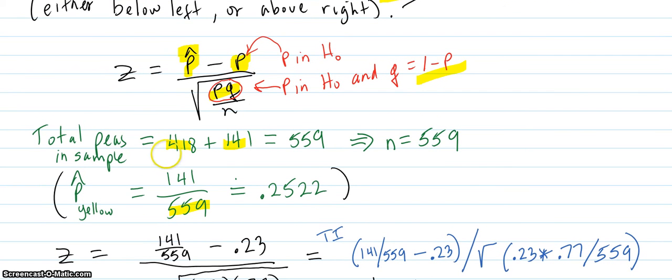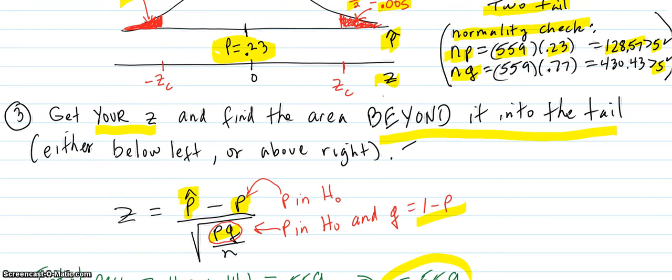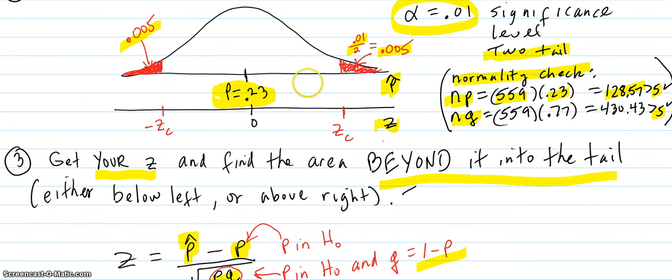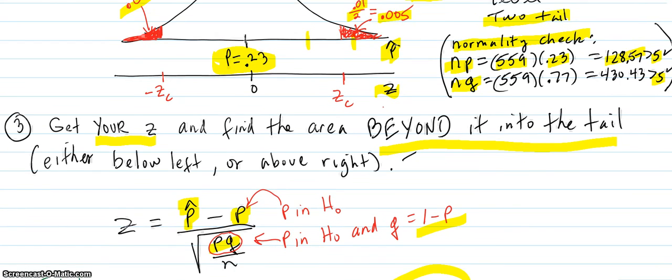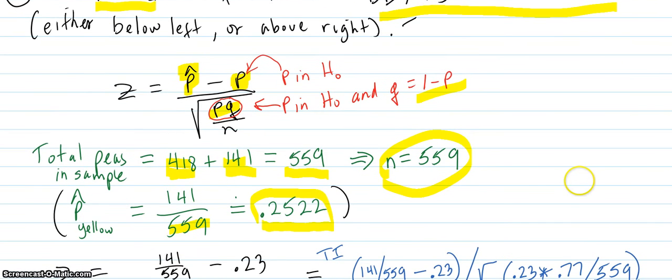So the total peas were 418 plus the 141 yellow is 559 total, so the n was 559. The p hat of the yellow, the proportion of the yellow, was 141 over 559. I just want to take a look at that proportion and see what it looks like on the picture. 0.2522. So 0.2522, is it here or is it out there? We don't know. We have to keep going on. But it's definitely to the right.